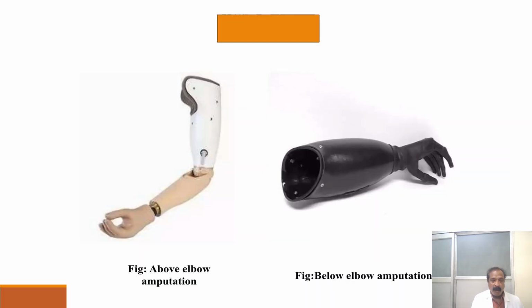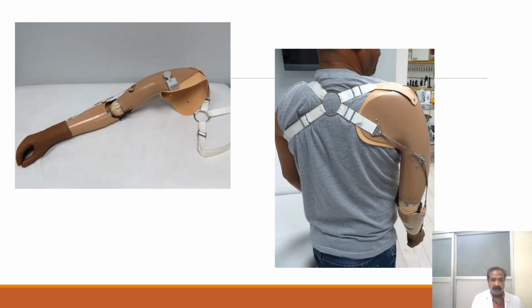These are the above elbow amputation prostheses. This is a below elbow amputation prosthesis. You can see these are the suspension systems. Otherwise, the prosthesis will fall. And this is the control cable. Various types of movement have to be trained. The person has to be trained to use this prosthesis.